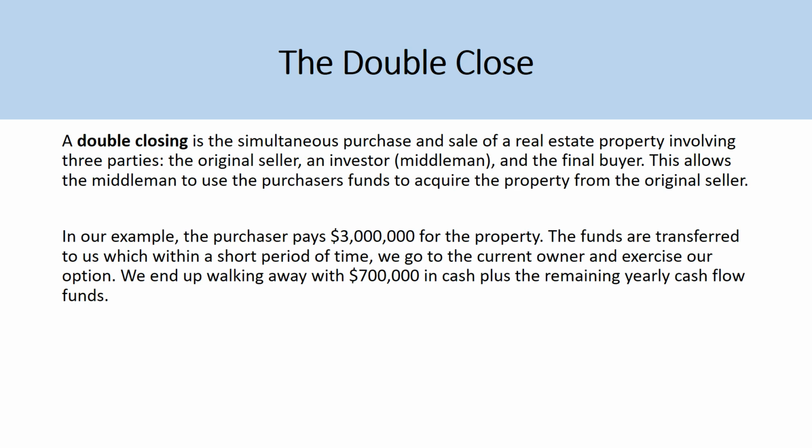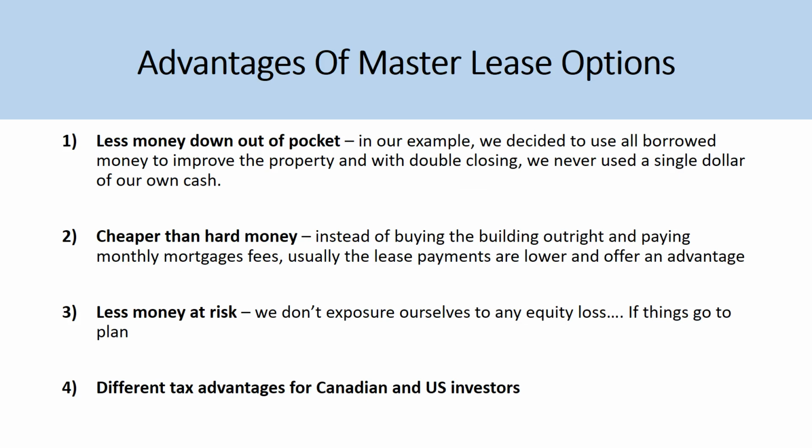The funds are transferred to us, and within a short period of time, a day or two, we go to the current owner and exercise our option, and we end up walking away with $700,000 in cash plus the remaining yearly cash flow funds. Once again, with no equity invested. Again, that's the best case scenario. And so looking at the advantages of master lease options, we put less money down out of our pocket. We talked about this. In our example, we decided to use all borrowed money to improve the property, and with double closing, we never use a single dollar of our own cash.